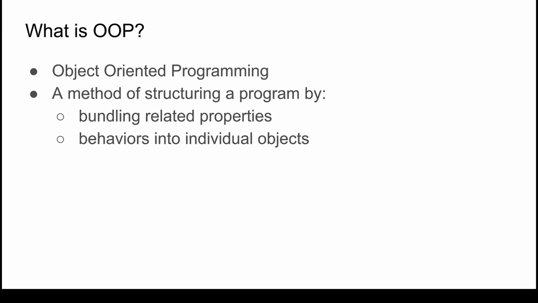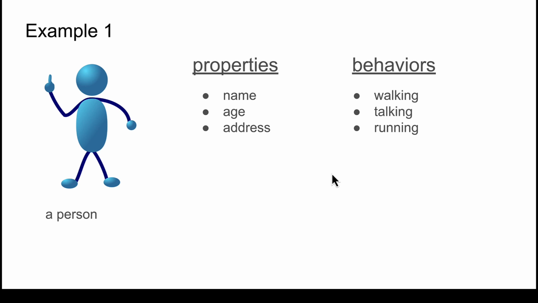When it comes down to OOP, it is short for Object-Oriented Programming. It's a method of constructing a program by building relative properties and also setting up behaviors into an individual object. So let's take a look to see what it all means by building up properties and individual objects.